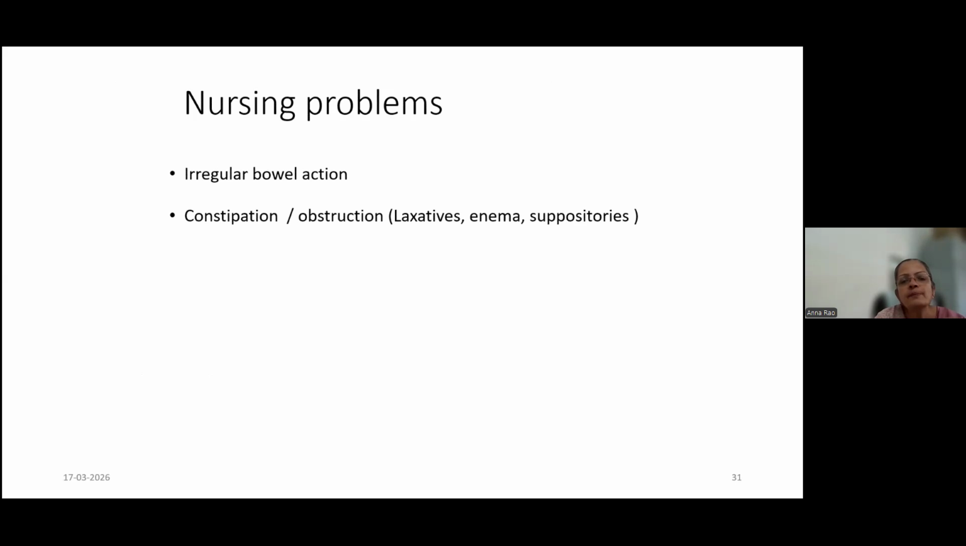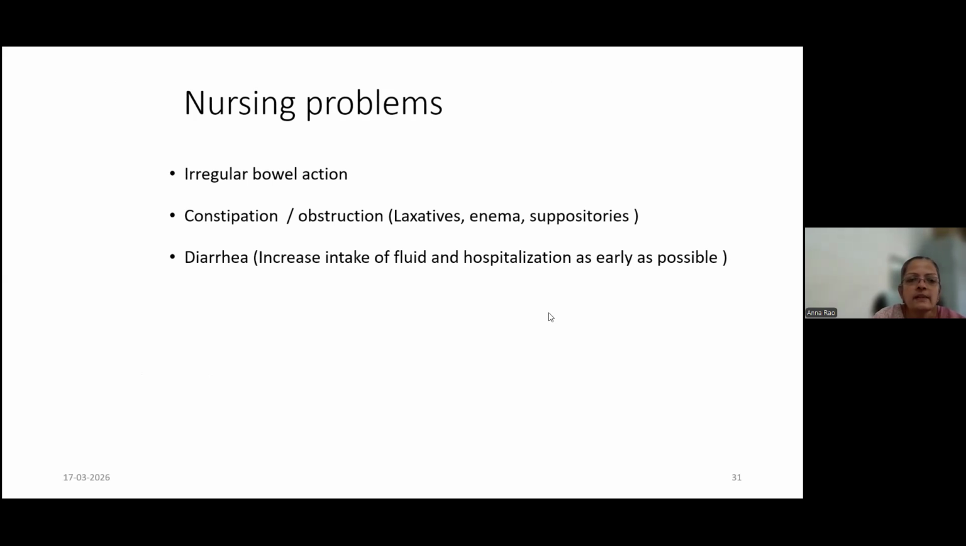The nursing problems we will find are irregular bowel action. If the patient suddenly develops obstruction or constipation, then in such cases laxatives will be used. An enema can also be given and a suppository can also be placed. If the patient is having diarrhea, then in such cases you need to increase the intake of fluids and hospitalization will be advised. See to it whether any excoriation has taken place because of the oozing.